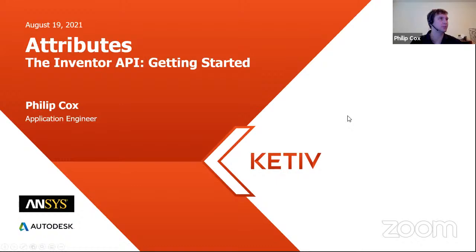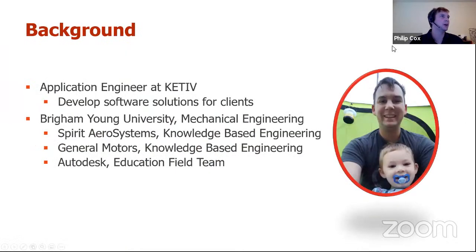If you haven't been on a session with me, I'll go ahead and give you a little intro. I'm Philip Cox. I'm an application engineer at KETIV, and I develop software solutions for our clients, which is really fun because I get to touch a lot of different kinds of problems and different types of manufacturing. It's a blast. I graduated from mechanical engineering at BYU. I've worked for several different knowledge-based engineering groups, Spirit Aerosystems, General Motors, working on automating process engineering and design processes. And I also worked on an education field team, teaching Fusion to professors and students.